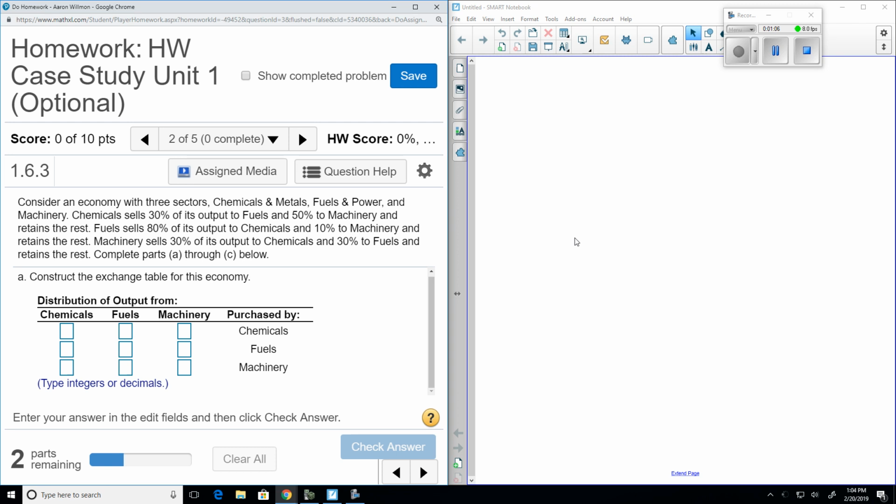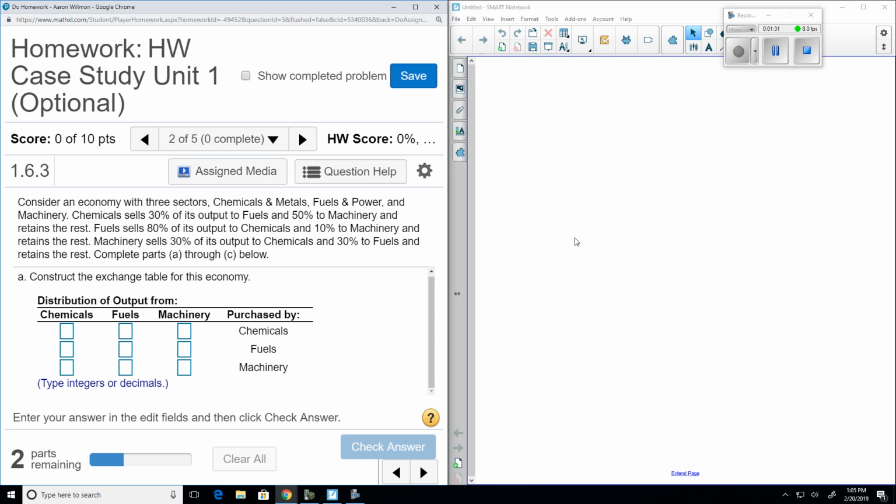I think you might like these better than the other questions because there's no definitions to know. You just have to know how to use matrices. So consider an economy with 3 sectors: chemicals and metals, fuels and power, and machinery. And we're going to consider this economy to be closed. So there's only these 3 sectors, and everything's contained.